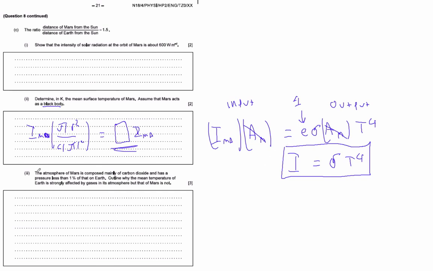Then it says the atmosphere of Mars is composed mainly of carbon dioxide, with a pressure less than 1% of Earth's. The mean temperature of Earth is strongly affected by gases in its atmosphere, but Mars is not. So this is the greenhouse effect. The Earth has this blanket of atmosphere. This is grossly exaggerated; the atmosphere of Earth is about as thick as a layer of varnish on a basketball.